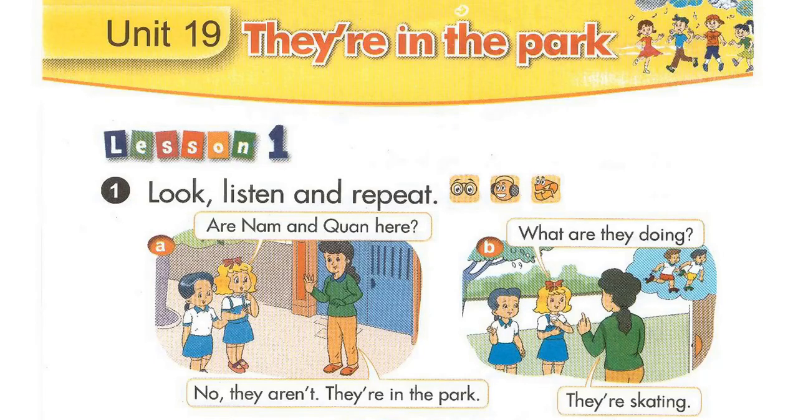Page 58. Unit 19. They're in the park. Lesson 1. Activity 1. Look, listen and repeat. A. Are Nam and Gwen here? No, they aren't. They're in the park. B. What are they doing? They're skating.